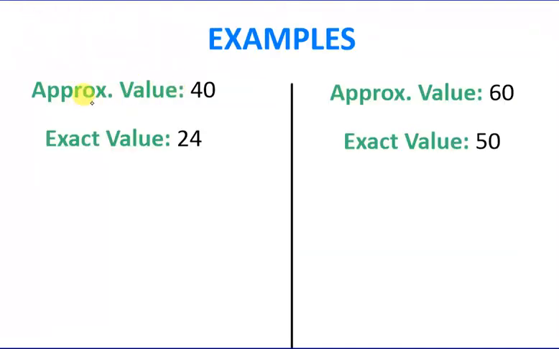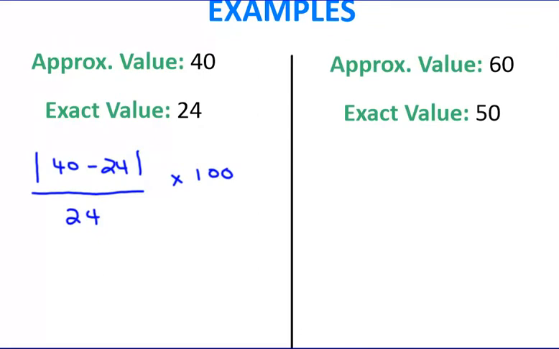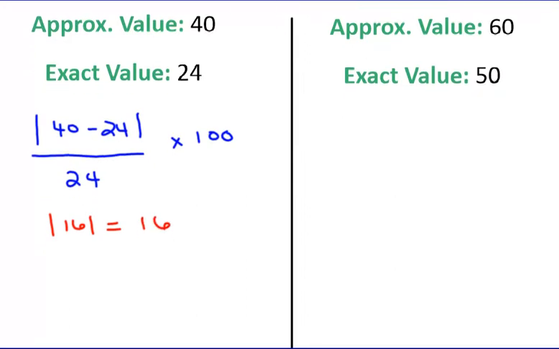All right, let's take a look here. So we're going to do our approximate value minus our exact value. So we have 40 minus 24, and that's all going to go over the exact value, which is 24 times 100. Now, you're not determining necessarily if this is an increase or a decrease, though you know how to tell that now that we've done percent change as well. So we have 40 minus 24, which is going to be the absolute value of 16, which is just 16. And then we have 16 over 24 times 100.